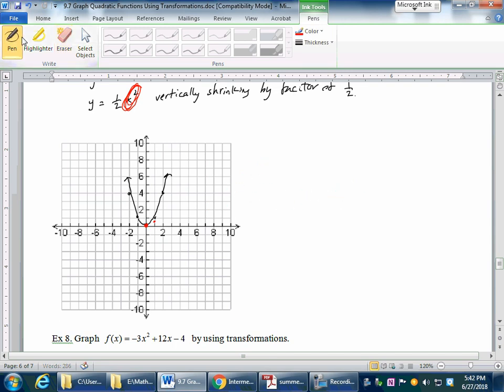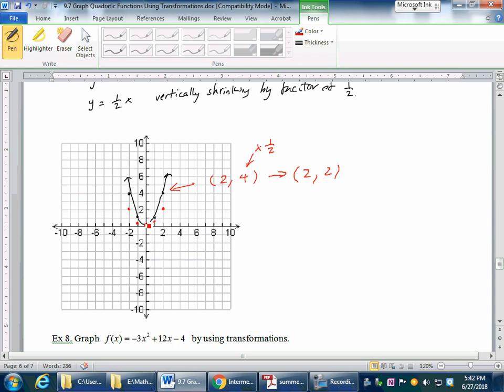Next, for this point, that is 2 comma 4. And we are vertically shrinking by a factor of half, so my y value will be multiplied by 1 half. So my new point will be 2, 4 times half, which is 2. So this point becomes shrunk down to 2. So symmetrically, I can say that here's a point half, and here's another point right there.